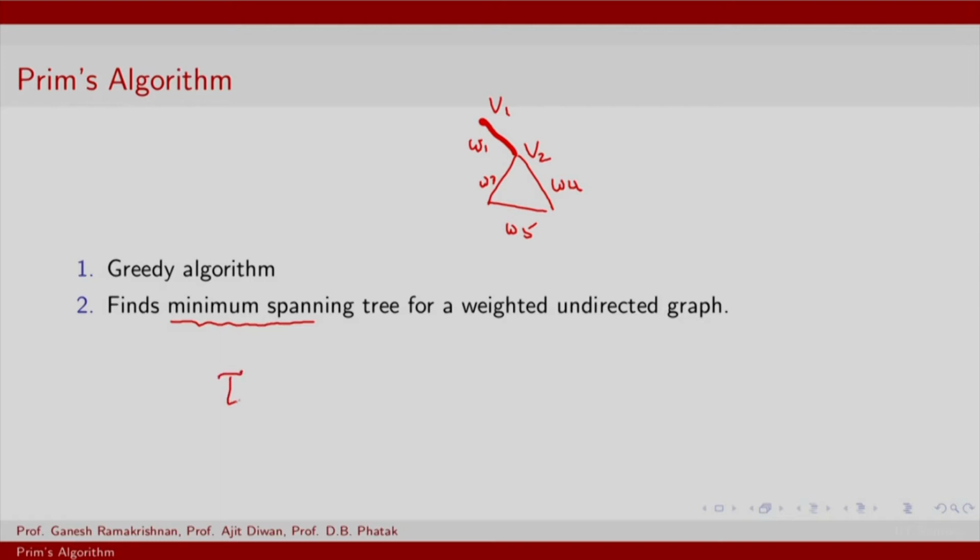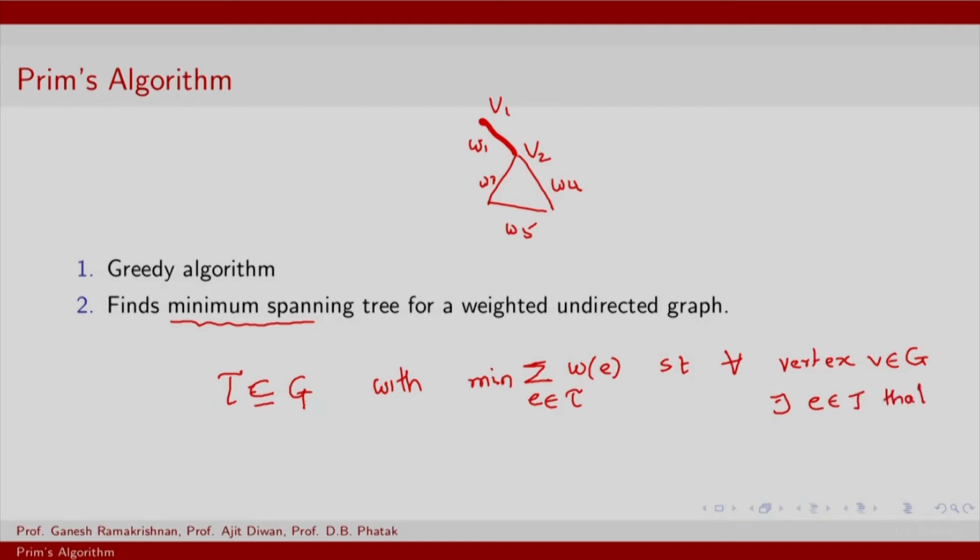So a minimum spanning tree T is basically a subset of the graph G with min value of the summation over all the edges E of the tree of the weight of the edge, such that for every vertex V in G there exists an E in T that covers V. We will be considering weighted undirected graphs.